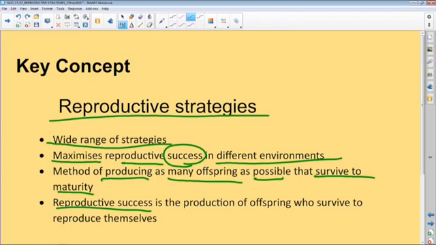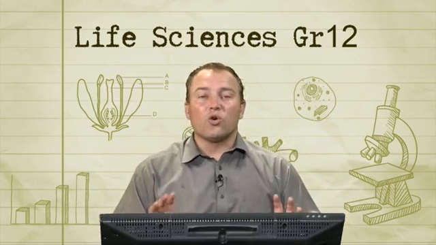And then you got the next one, reproductive success in the production of offspring who survive to reproduce themselves. That means they even need to get older. So the whole point is to make sure that you got offspring that become mature, but you are measured by how many of those offspring can reproduce again. Does that make sense? These are very important things that we've got to have a look at. That is your strategy. With that, life is great.